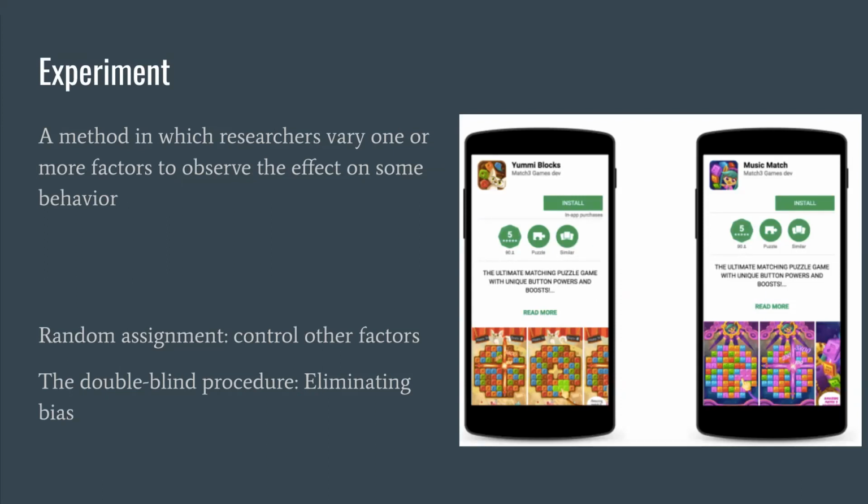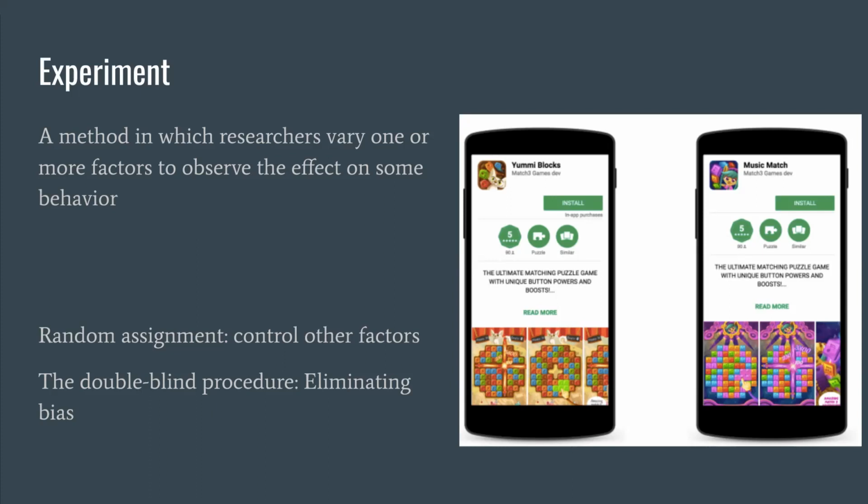So we're doing an experiment. What we mean by experiment is a method in which researchers vary one or more factors to observe the effect on some behaviors. And when we do this, it is really important to do a random assignment. What we mean by random assignment is assigning participants to experimental and control groups by chance.